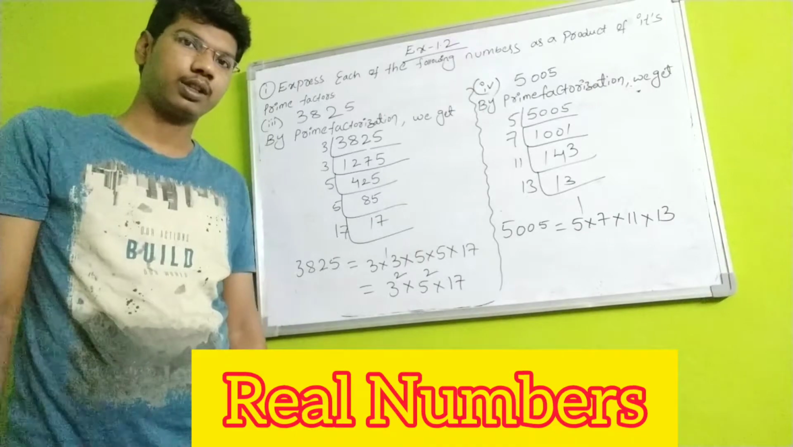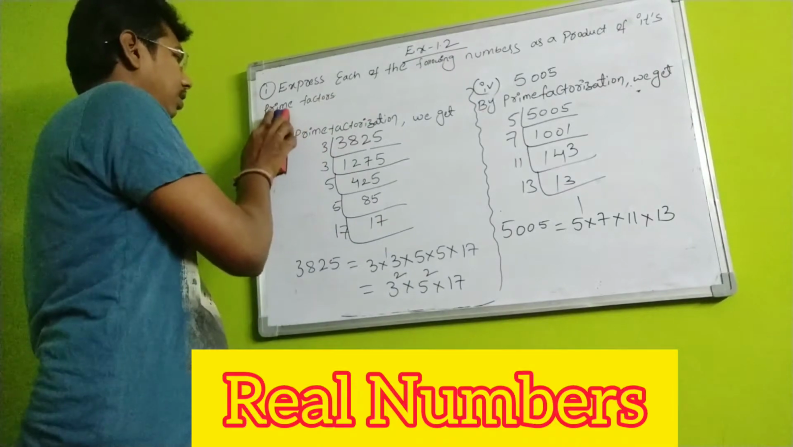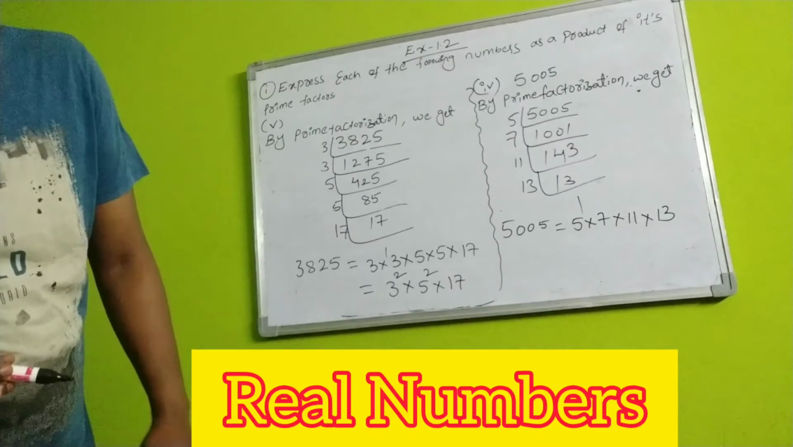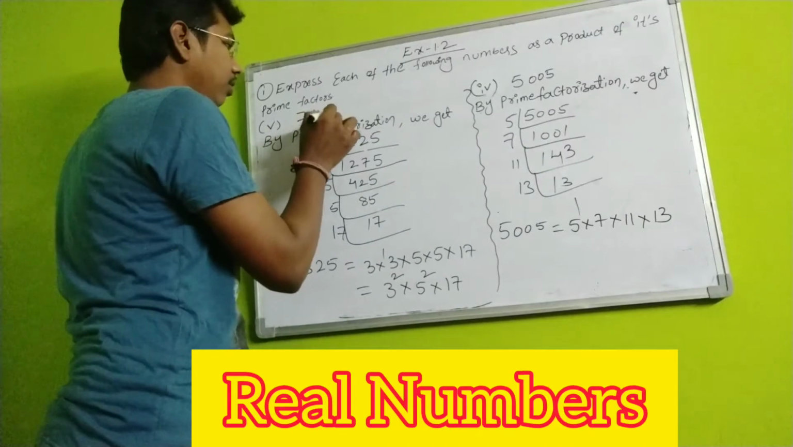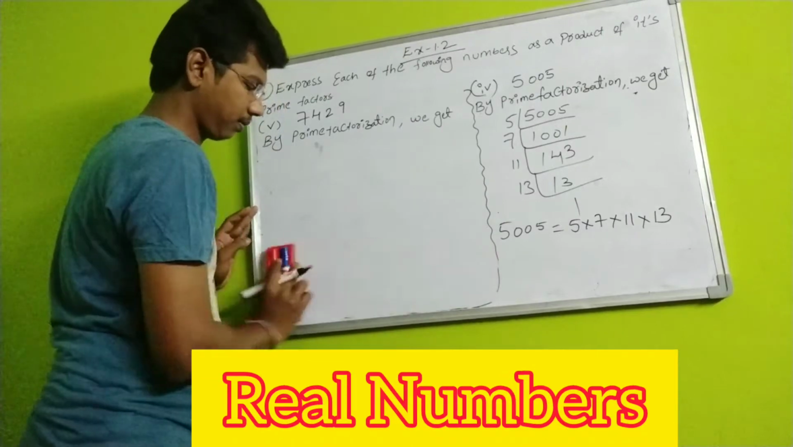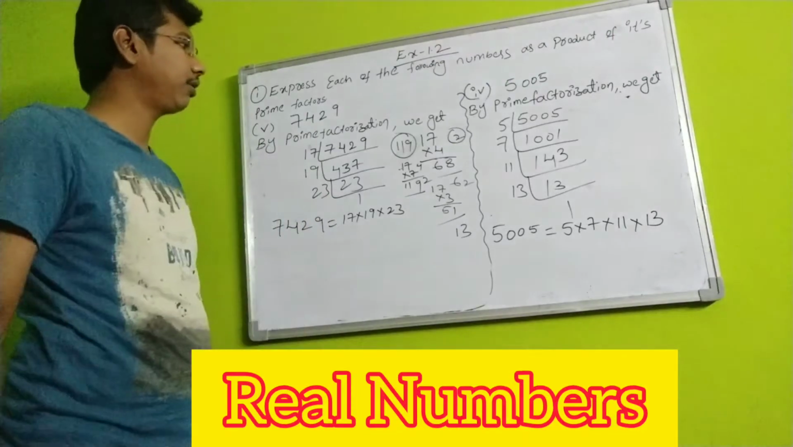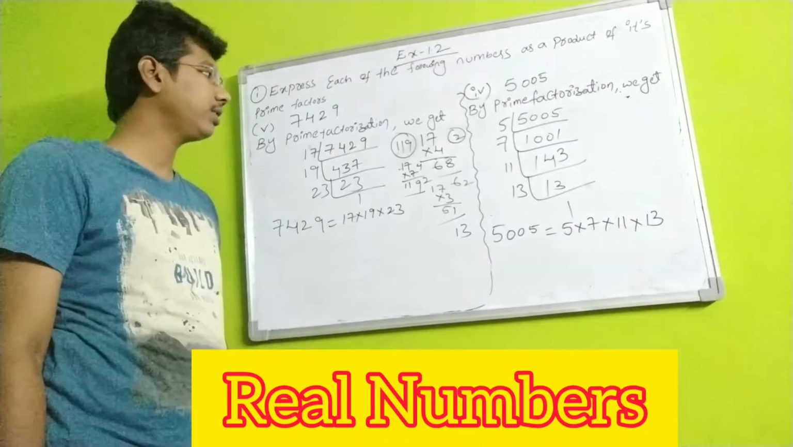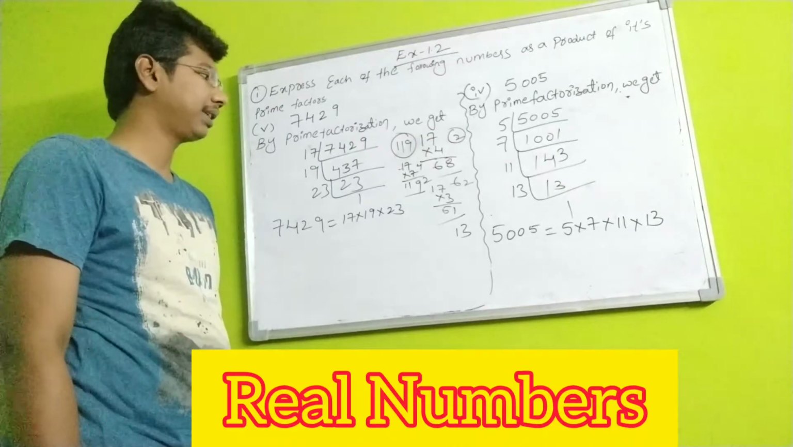Now next, question number 5. What is the question? 7429. Yeah, the fifth one is 7429. By the prime factorization method, we can find the product of prime factors, students. 7429 is not divisible by the earlier numbers, but it is divisible by 17.